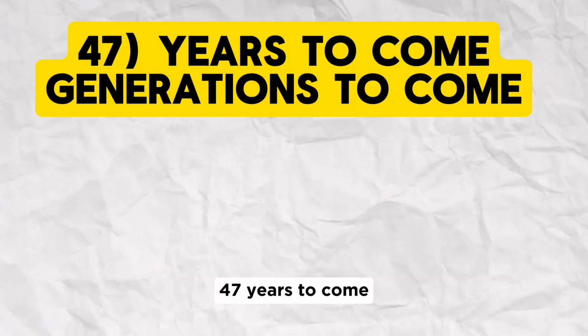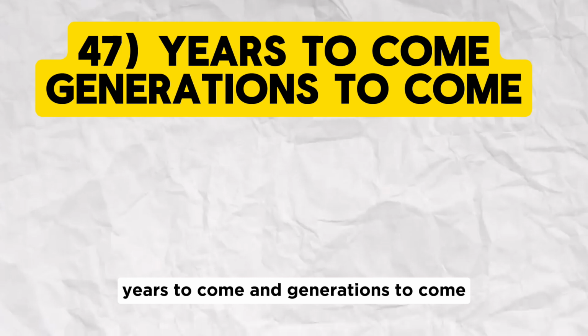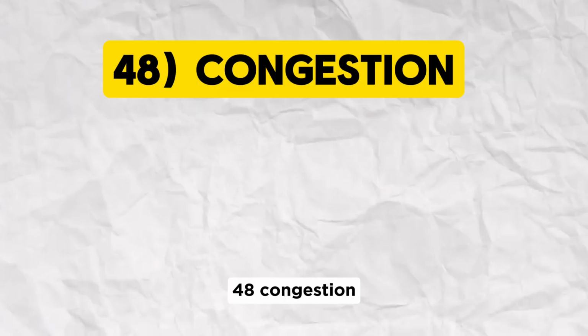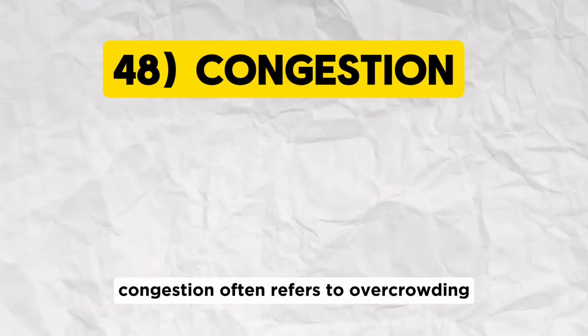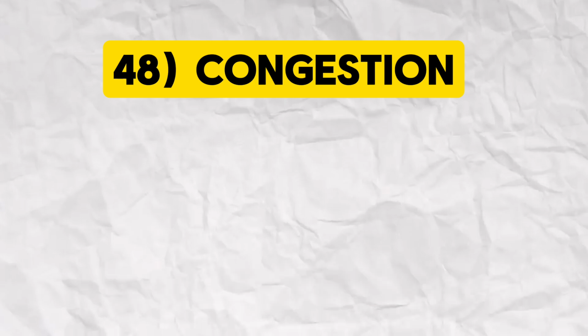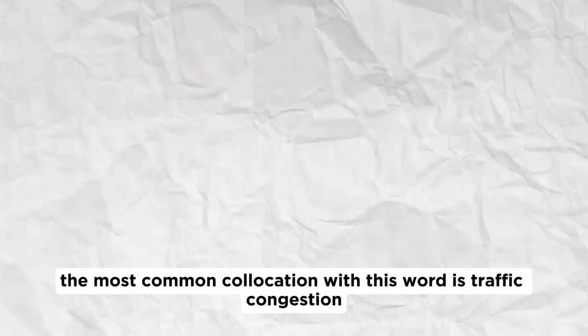47. Years to come, generations to come. The 2 phrases that are also quite popular in British English are years to come and generations to come. They mean the future years or future generations. 48. Congestion often refers to overcrowding, usually of traffic or people, causing delays and difficulties. The most common collocation with this word is traffic congestion.